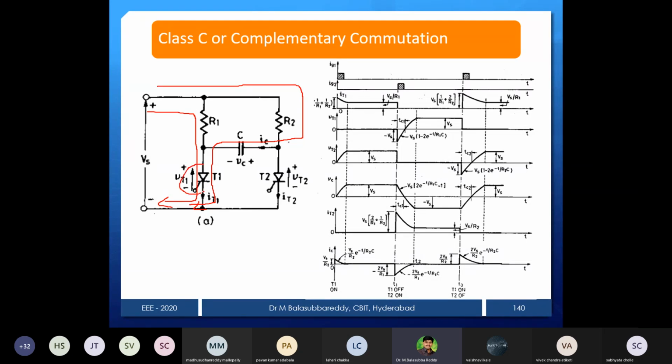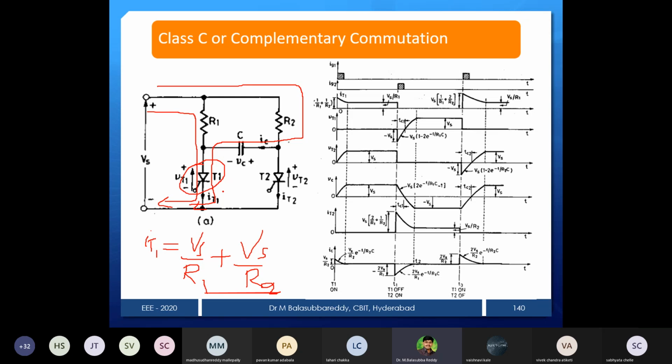Then what is the total current passing through the thyristor now? IT1 is equal to Vs by R1 plus Vs by R2. Initially, the voltage across the capacitor is 0. That's why maximum current passes through the capacitor. What is that maximum? Vs by R2.